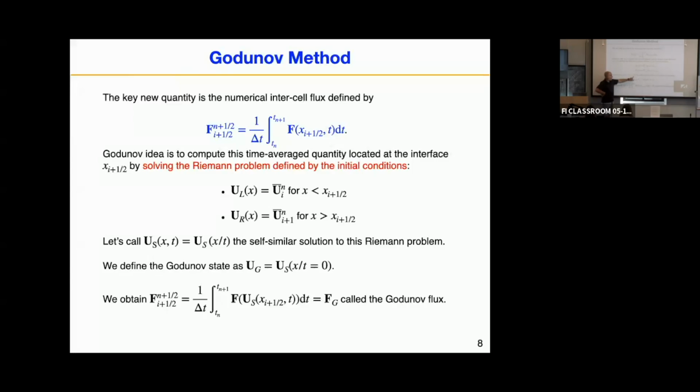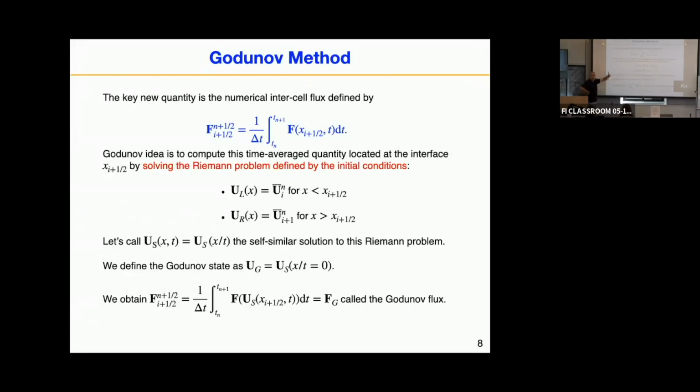And it's self-similar. That's the beauty of the Riemann solution, meaning that you can now evaluate this flux at x equals 0, which is at the interface. And at x over t equals 0, it is going to be constant. So if the flux is constant, it means you can take this constant out of the integral, and then poof, you have the result.